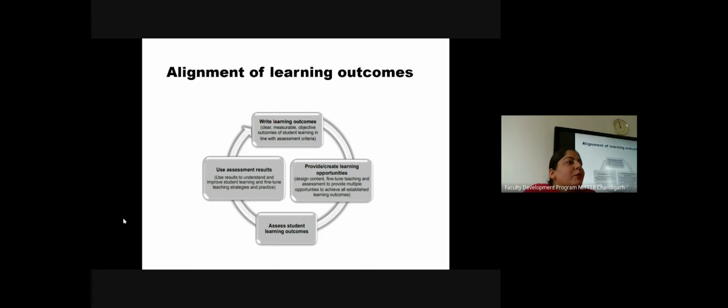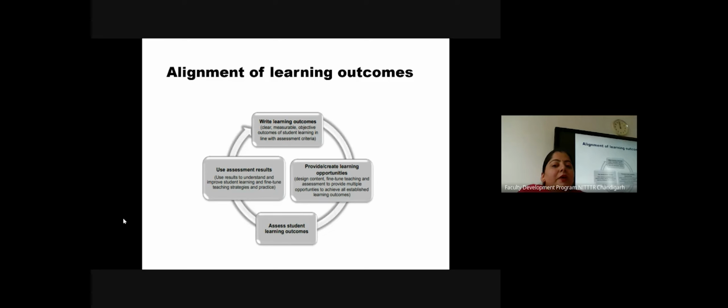When I say evaluate something or analyze something, find out the appropriateness of something, I need to give two different situations from where my student can analyze, differentiate, and find the appropriateness of one over the other. So I need to give that kind of assessment criteria as per the different learning outcomes I have designed. Provide or create learning opportunities. Whatever learning outcomes are designed by the teacher, the teacher needs to create that kind of learning opportunities for the student.